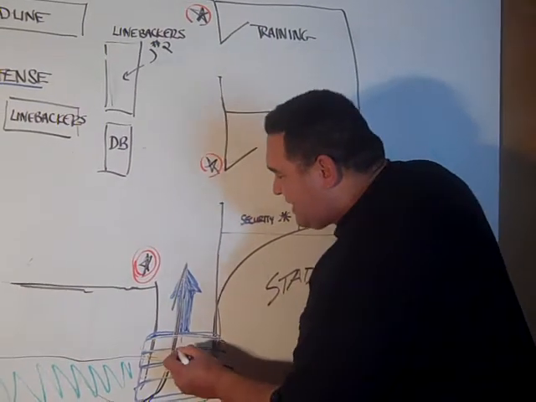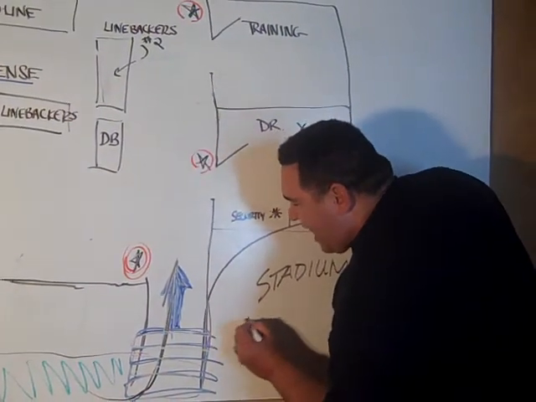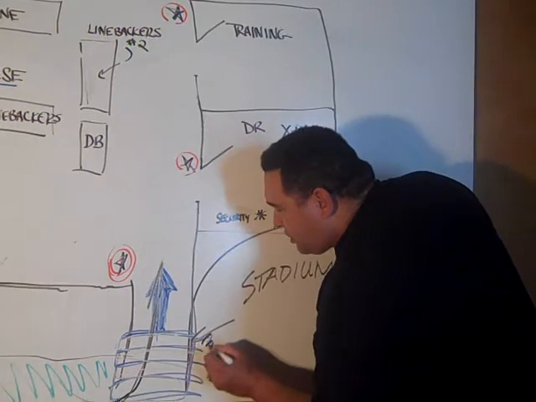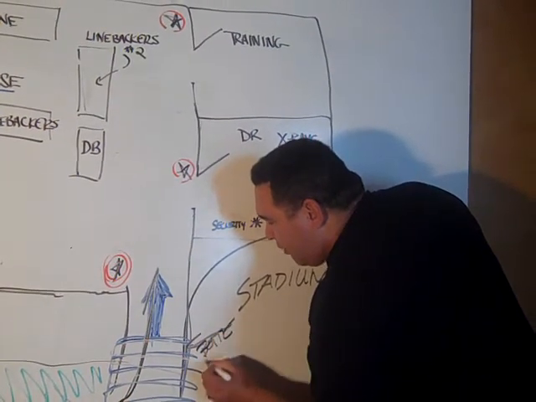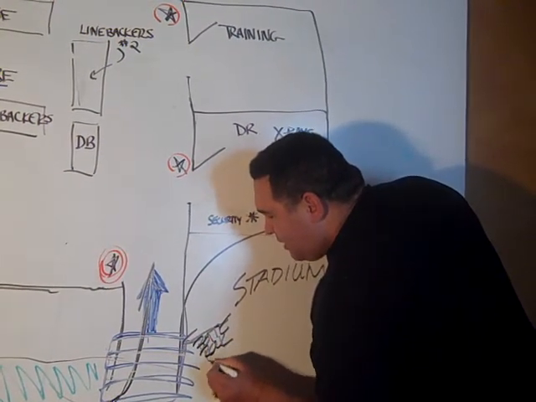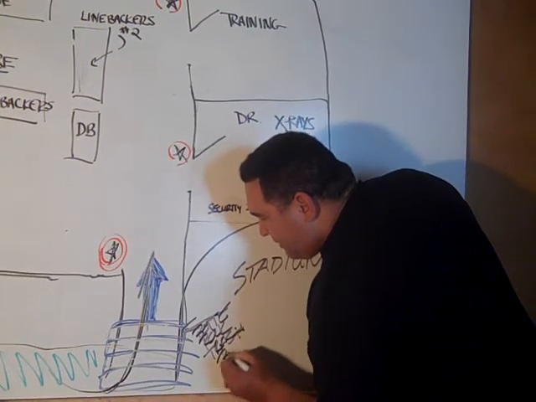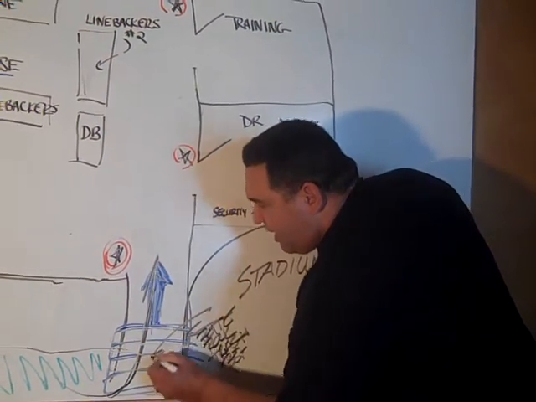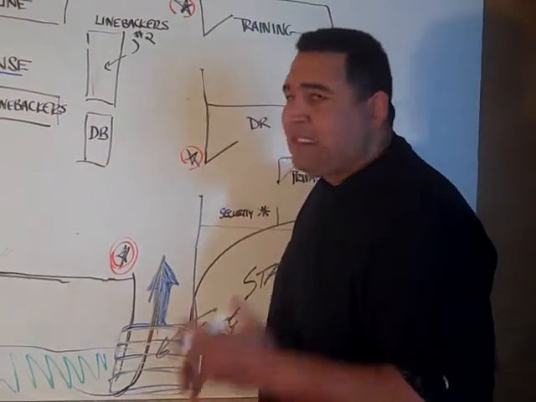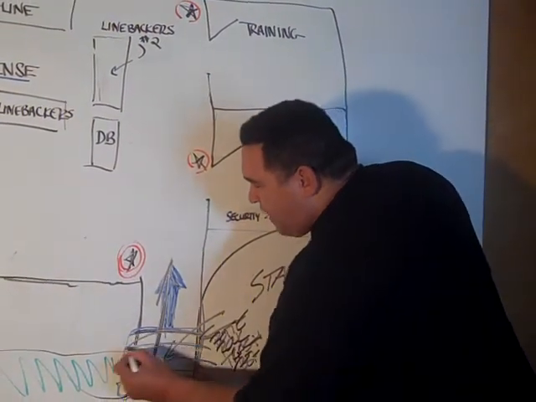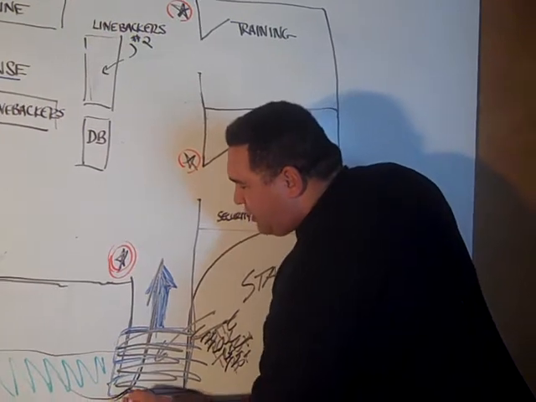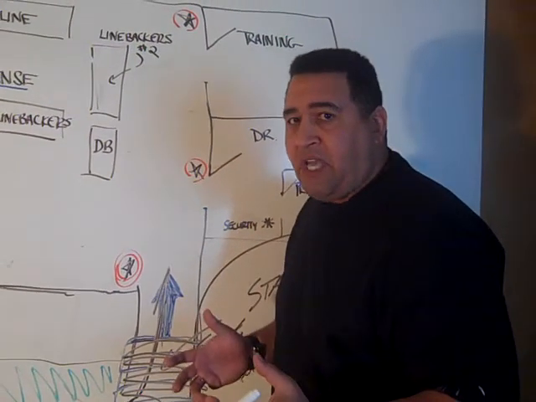The reason why that's there is because fans will throw bottles, rocks, trash, beer, and they'll even spit on you. So that's nasty. So what you have to do is you have to have this thing here, the bubble thing, to run through to protect yourself.